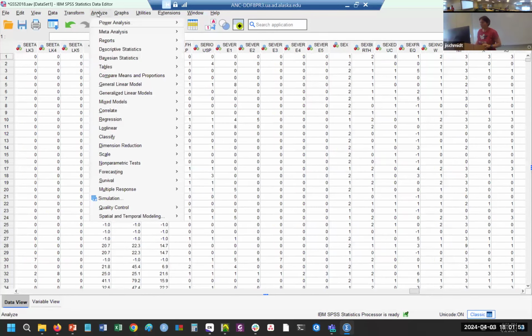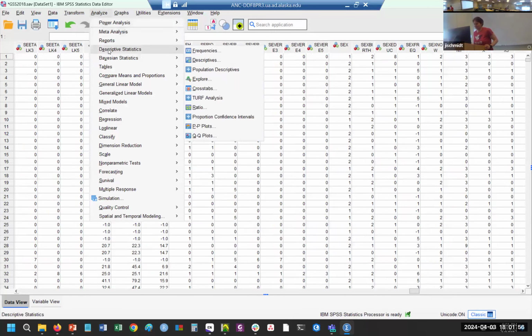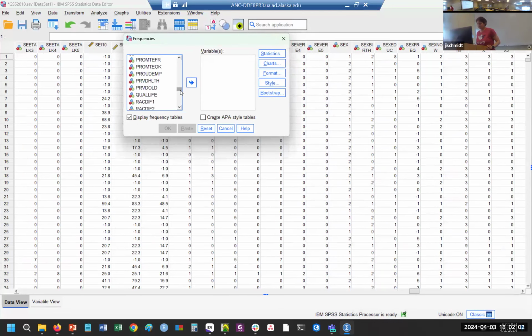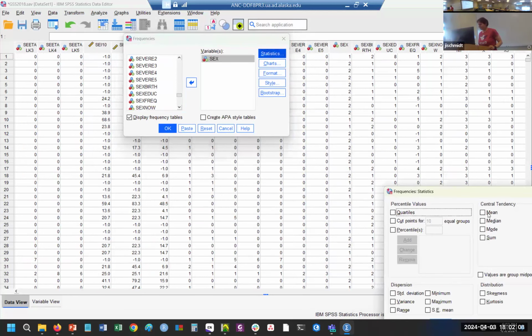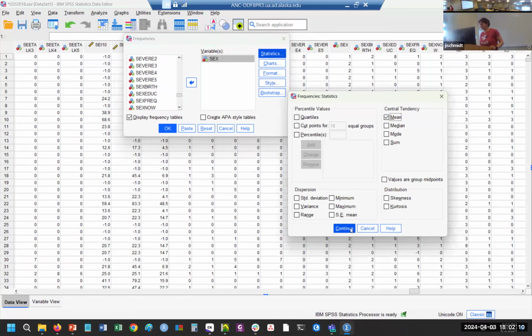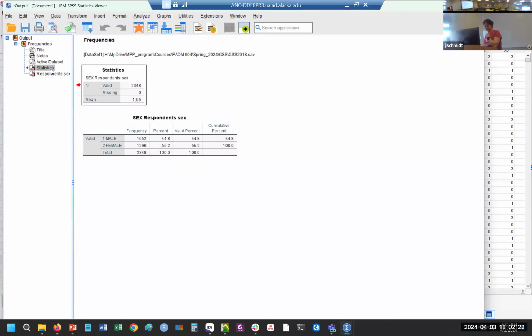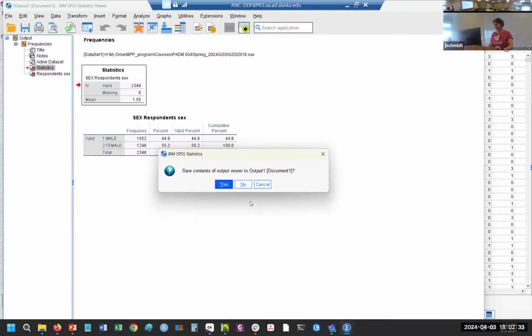So if I want to analyze descriptive statistics, frequencies, and I put sex in here, and I go to statistics, sure, I can take the median. And I can get a result with the median, but it's not going to mean anything. It didn't add it to this, let's see, statistics. Yeah, okay, I do have a mean, 1.55. It doesn't make sense. So it does let you do dumb stuff.